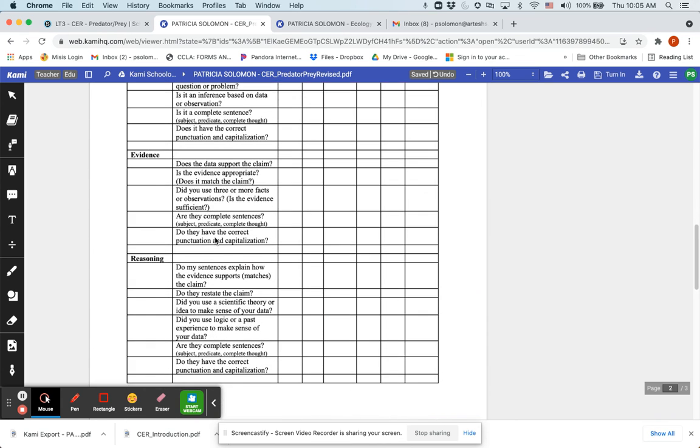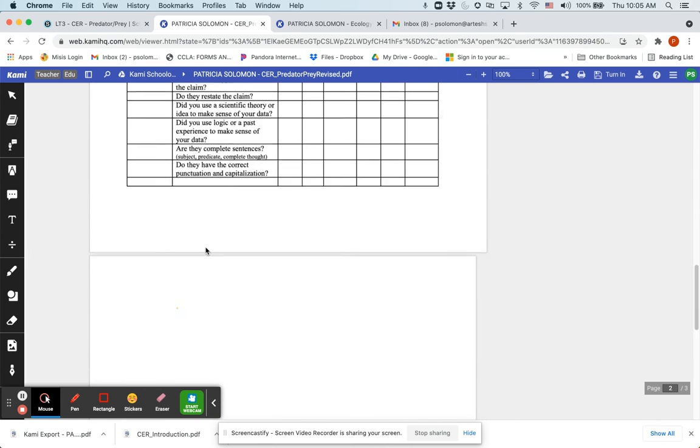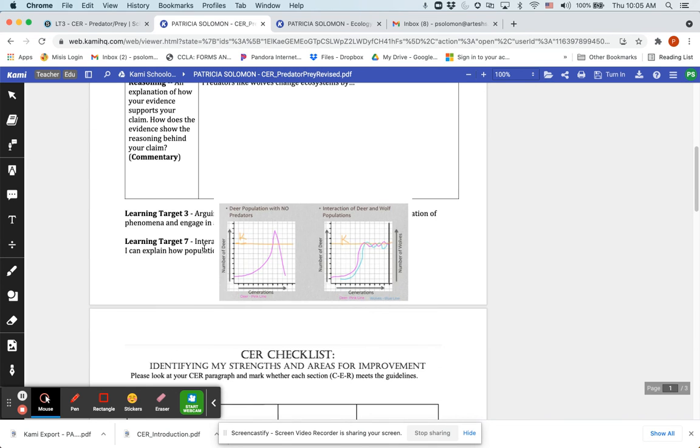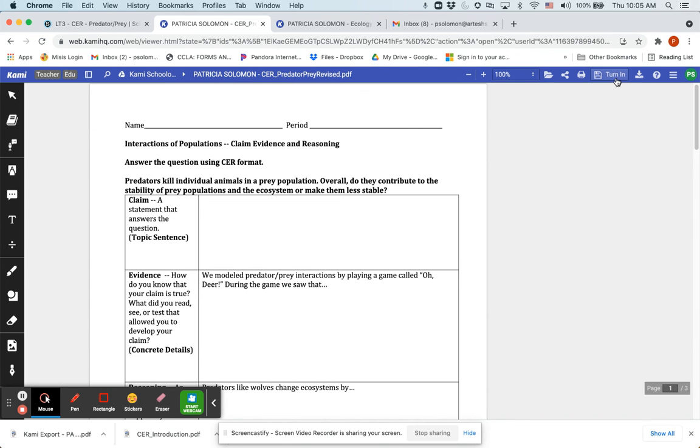Make sure you're checking off your checklist, and then once you're done, click turn it in. Click this button right here to turn it in back into Schoology.